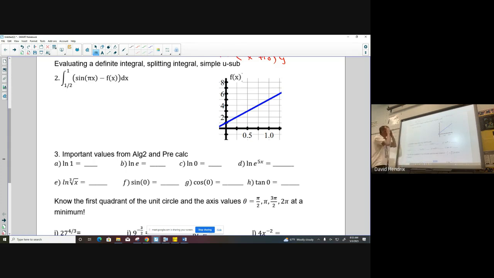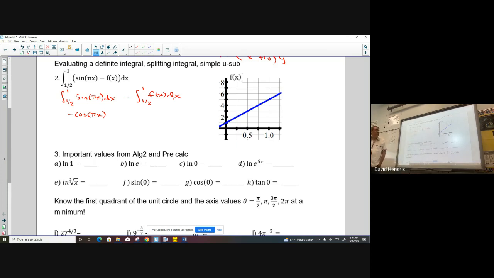And so what I want you to realize is we can split this into two separate integrals. We can actually split this into an integral from 1/2 to 1 of sine of pi x dx minus the integral from 1/2 to 1 of f of x dx. In this first integral, we'll be able to find it by finding the antiderivative, the upper bound minus lower bound. What's our antiderivative of sine? Negative cosine pi x.